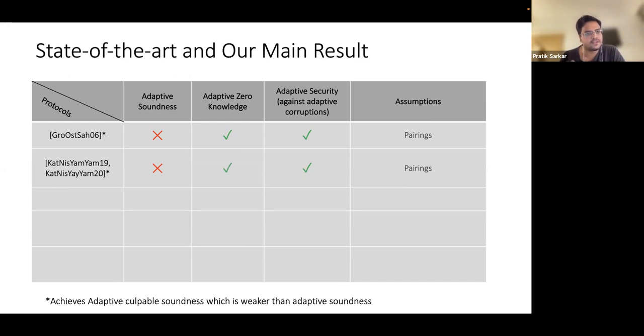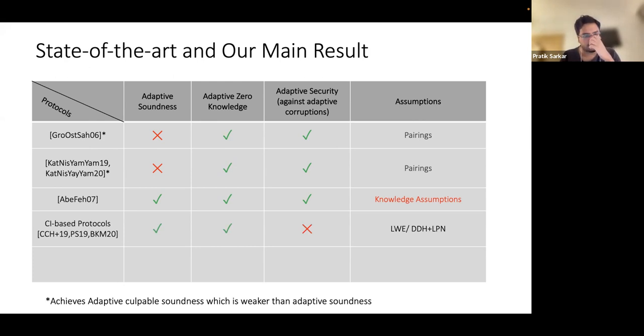And then there was this work by Katsumata, who extended the GOS work for compact NIZK. They also achieved similar notions of security in terms of triple adaptivity, and they're also based on pairings. And then there was a work by Abe and Fehr. So they constructed the first triply adaptive NIZKs, and their protocol relied on knowledge assumptions. So our task is to obtain triple adaptivity from standard assumptions, where we don't need knowledge assumptions.